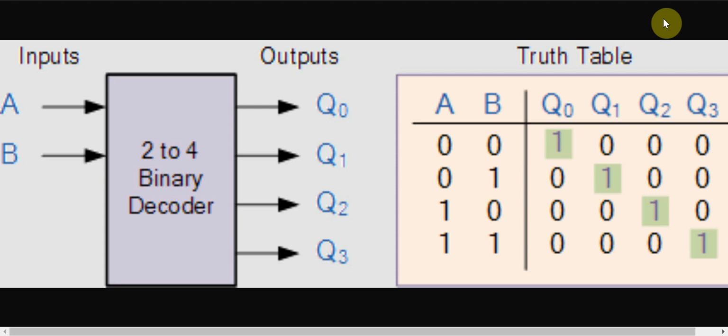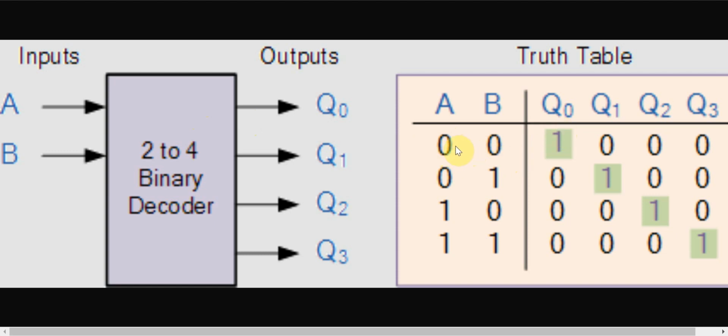In this tutorial, we will learn how to design a 2:4 binary decoder digital circuit. A 2:4 decoder will have two inputs, A and B, and four outputs, Q0, Q1, Q2, Q3. The basic job of a decoder is to convert a binary input to its equivalent decimal.